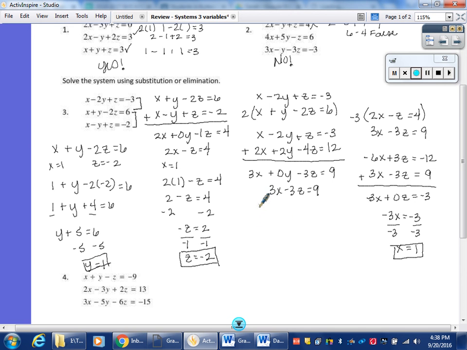And remember that the way we write solutions to these systems is we write an ordered triple, right? And so that's x, y, and z. So it's 1, comma, 1, comma, negative 2. And that's my solution.